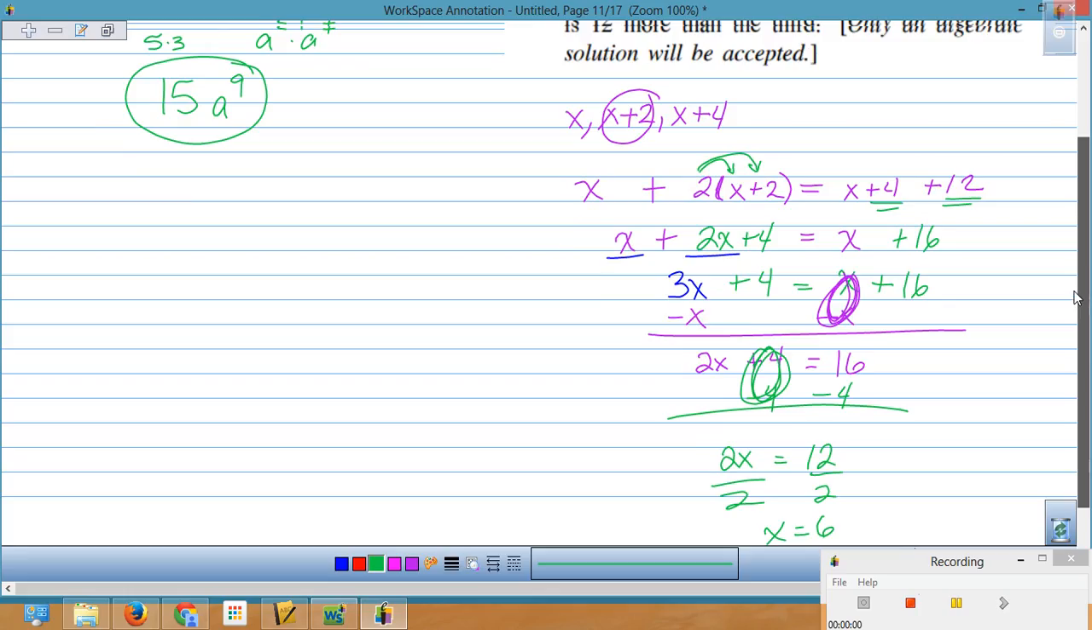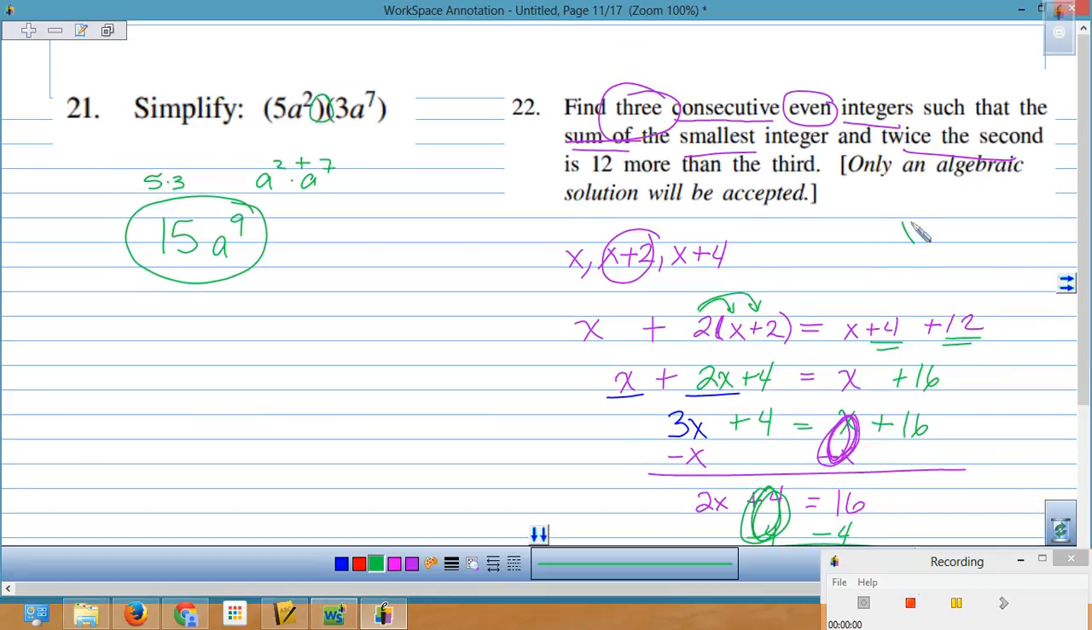Now, if we go back to the question, we know that x equals 6. Find the 3 consecutive integers. So that means 6, 8, and 10. Consecutive even integers. And see how those, 6, 8, and 10, are even numbers?